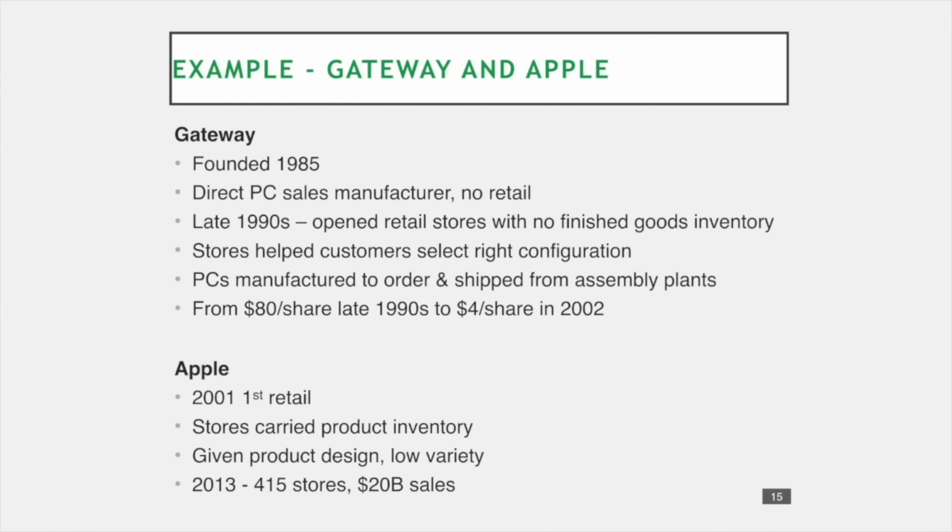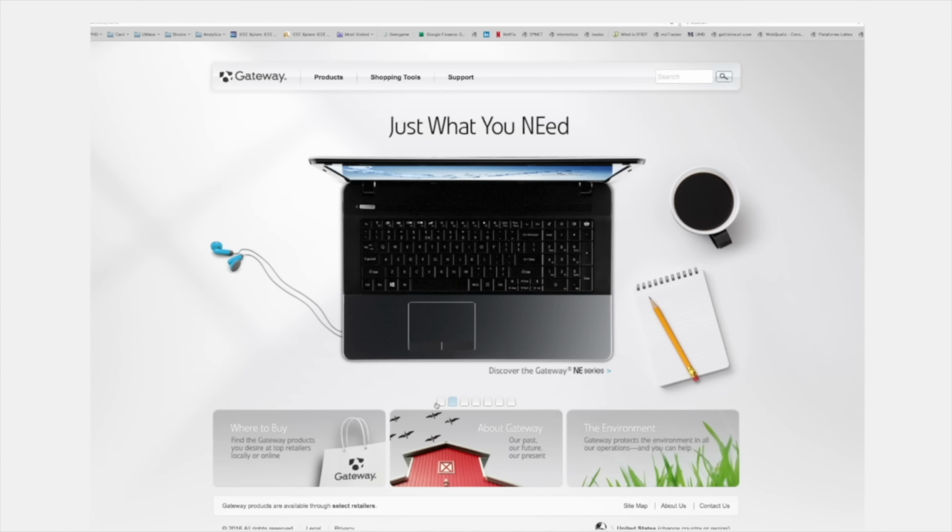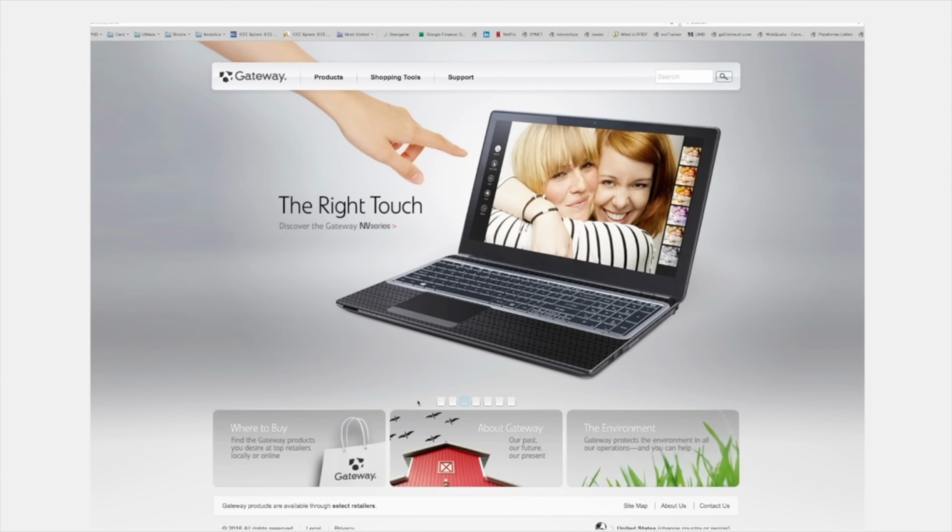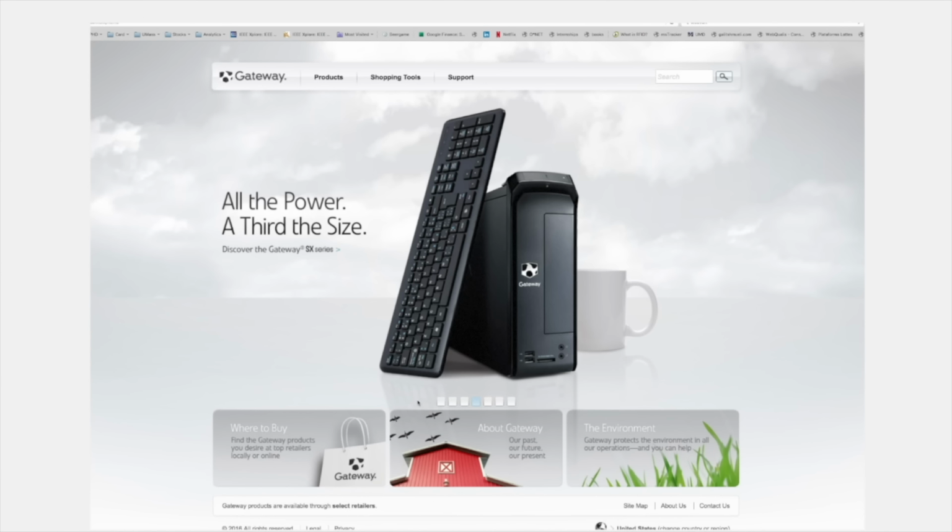So now let's look at some supply chains, and the idea is to raise some questions that must be answered during their design, planning and operation phases. So let's start with this example of Gateway and Apple. Gateway was founded in 1985 and they were involved in direct PC sales after manufacturing, and they did not have any retail presence. In the late 1990s, they opened retail stores, but they did not carry any finished goods inventory. So they had a slightly different strategy compared to many other companies.